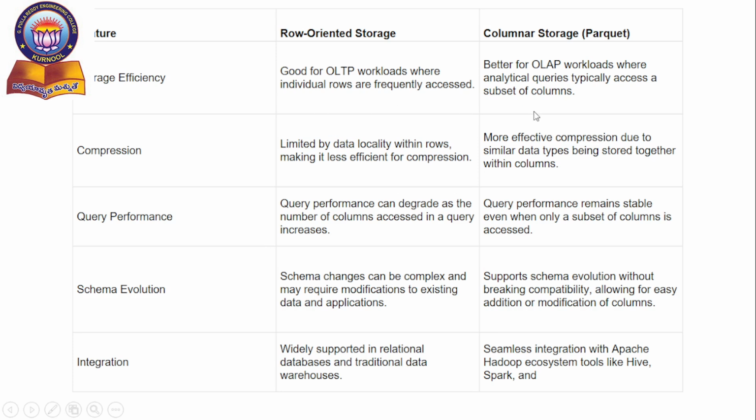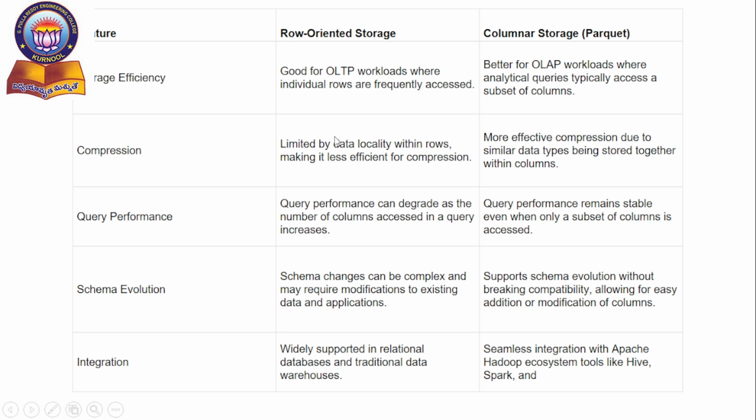So these are some comparisons. Feature: row-oriented storage and column-oriented storage. That's Parquet. Storage efficiency. Row-oriented storage is good for OLTP, online transaction processing, workloads where individual rows are frequently accessed. But columnar storage is better for OLAP workloads where analytical queries typically access a subset of columns. So for analytics processing, this helps a lot.